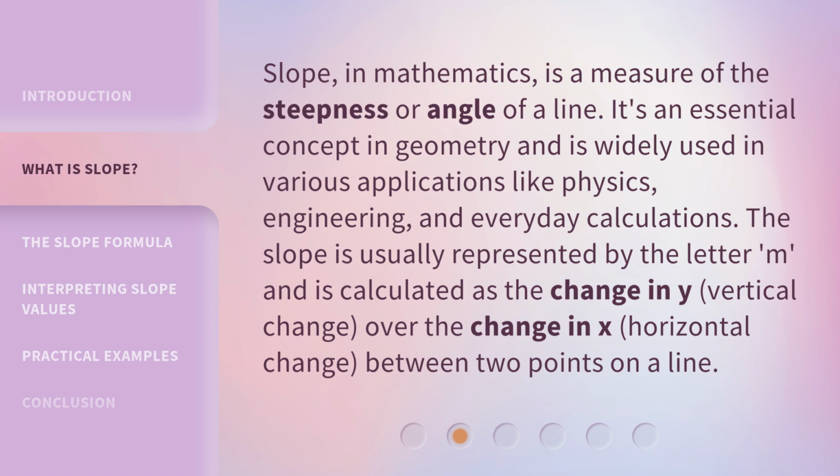Slope, in mathematics, is a measure of the steepness or angle of a line. It's an essential concept in geometry and is widely used in various applications like physics, engineering, and everyday calculations. The slope is usually represented by the letter m, and is calculated as the change in y, vertical change, over the change in x, horizontal change, between 2 points on a line.